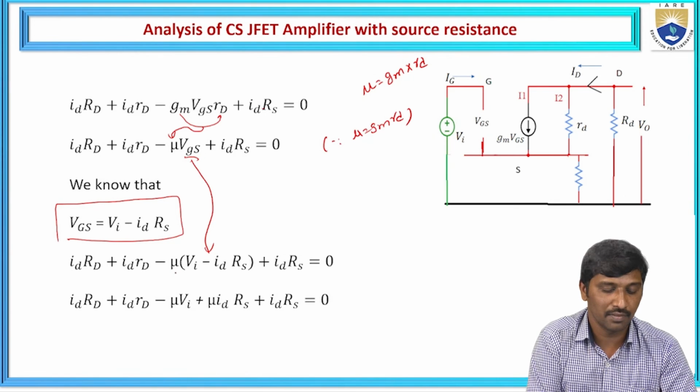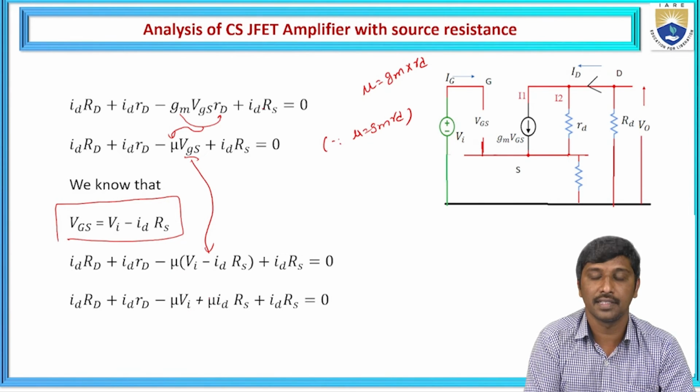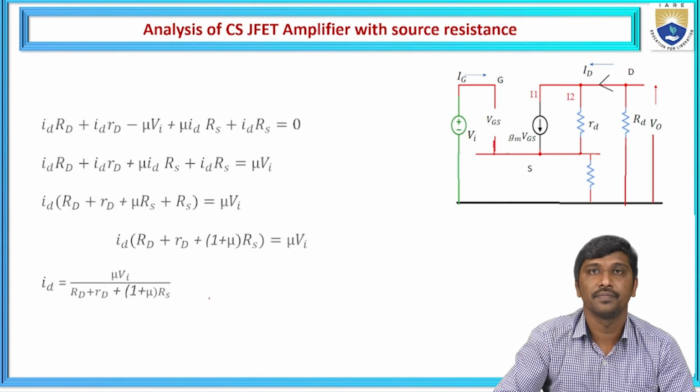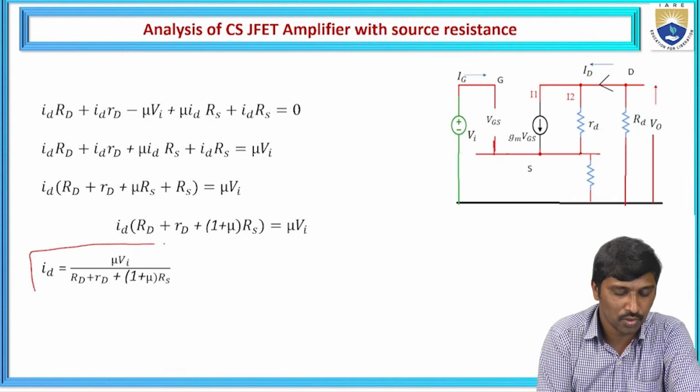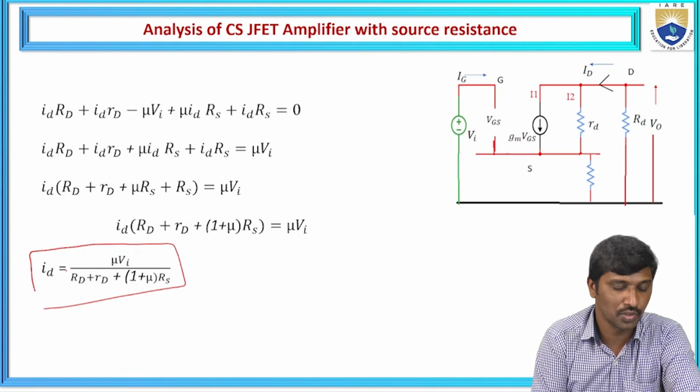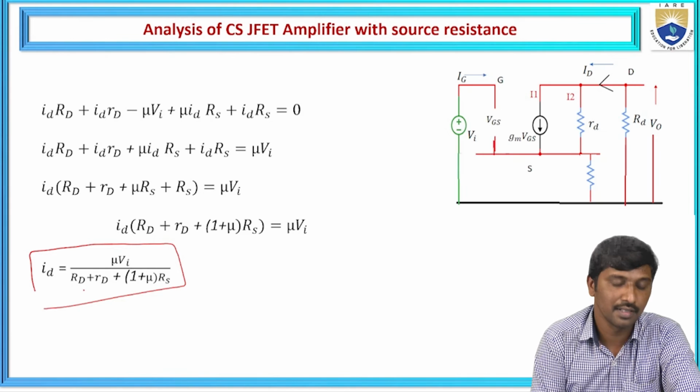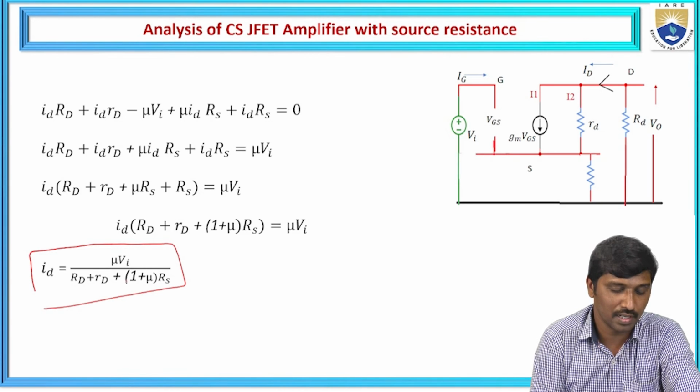Just multiply with this mu and simplify this one. So after this simplification, we get the ID value: ID is equal to mu times Vi by capital RD plus small rd plus 1 plus mu times Rs.